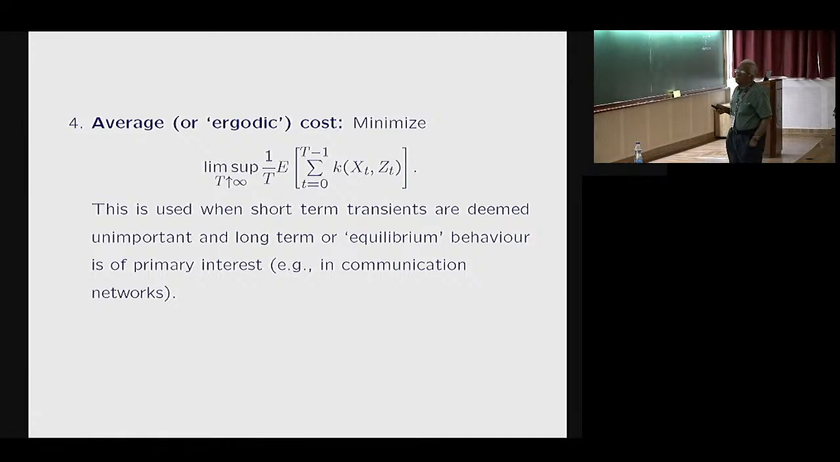It's popular in communications actually. This is the kind of thing people in electrical engineering often do, because you are not interested in transients, for whatever reason. They're unimportant or fast, and you want to compare possible long-term equilibrium kinds of behaviors. So in communication networks, this is the favored cost. It has the advantage that it doesn't depend on the initial condition, assuming positive recurrence, irreducibility, etc. You don't have to remember the initial condition. That's a non-trivial advantage.